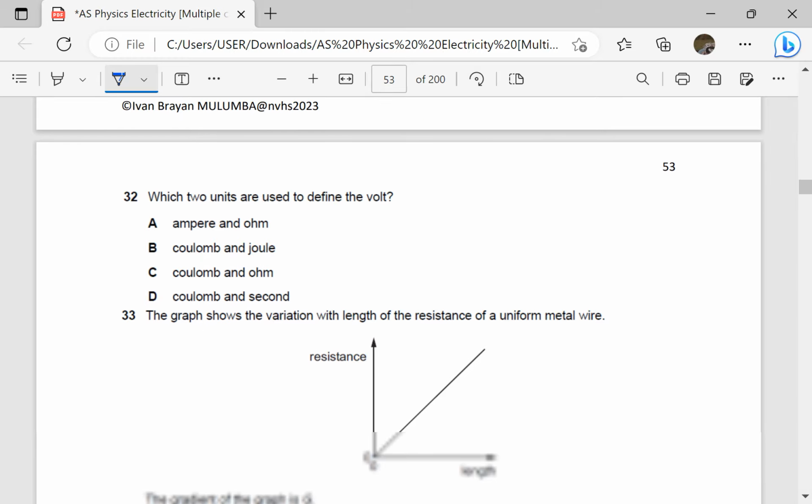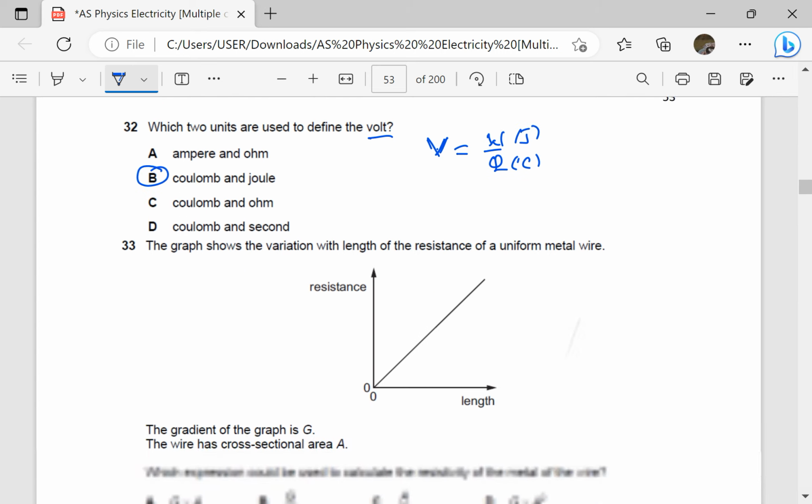Which two units are used to define the volt? Remember we said that PD is equal to the energy transferred from, say, electrical to thermal per unit charge. So it is energy or work done per unit charge. This is joules, and this is coulombs. So the units that define a volt, the unit of PD, are joules per coulomb, the joule and the coulomb. So the answer is B.